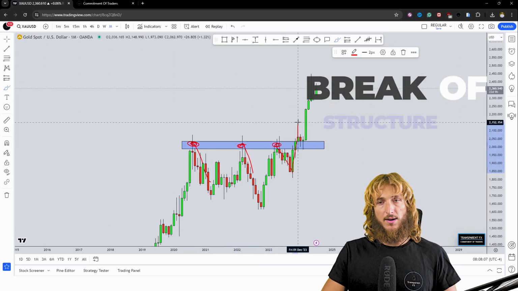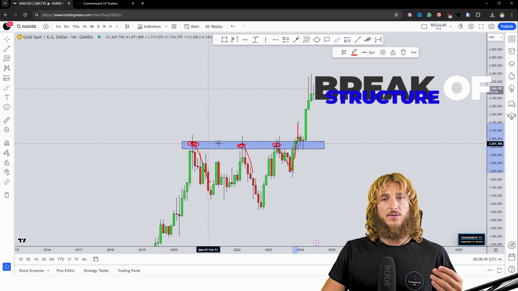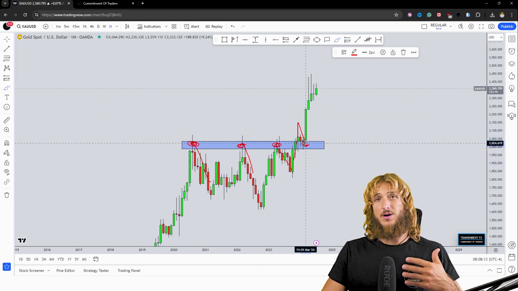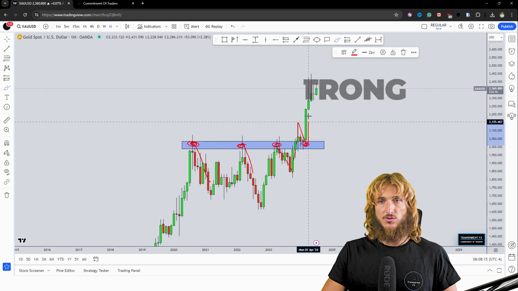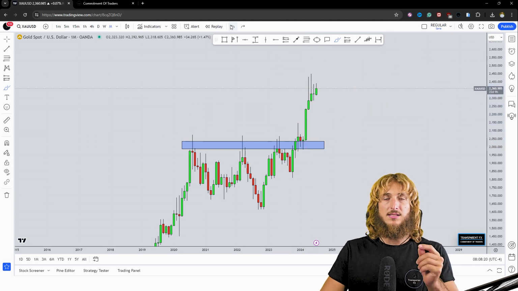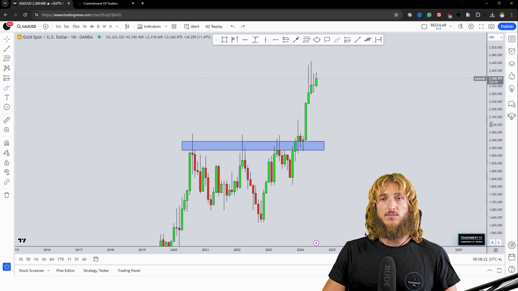Now the market has broken above that zone, and what we know is that previous resistance, once it is broken to the upside, is turned support. The market tested here that previous resistance turned support, and it is currently rejecting it to the upside. So from a monthly standpoint, everything seems quite bullish.